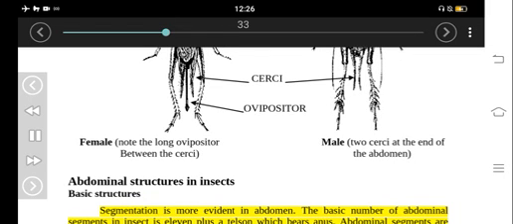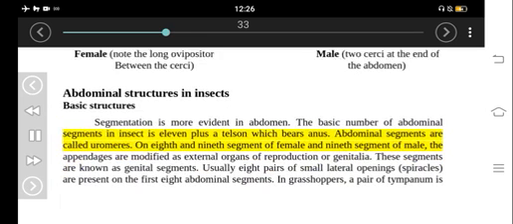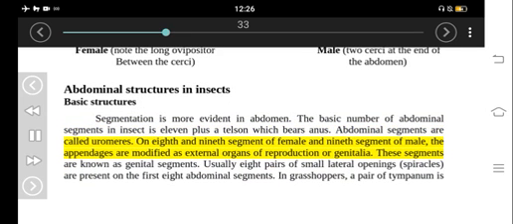The basic number of abdominal segments in insects is 11 plus a telson, which bears the anus. Abdominal segments are called uromeres. On the 8th and 9th segments of the female and the 9th segment of the male, the appendages are modified as external organs of reproduction, or genitalia. These segments are known as genital segments. Usually 8 pairs of small lateral openings, spiracles, are present on the first 8 abdominal segments.